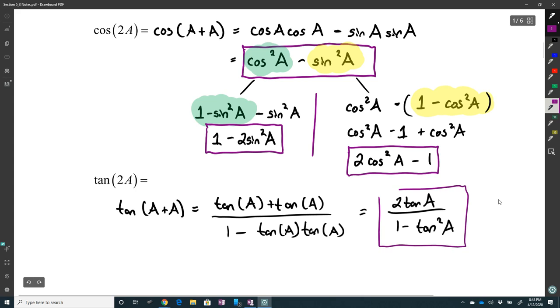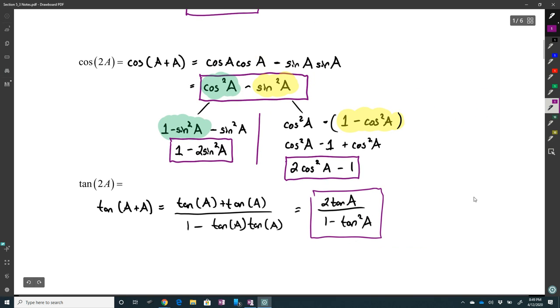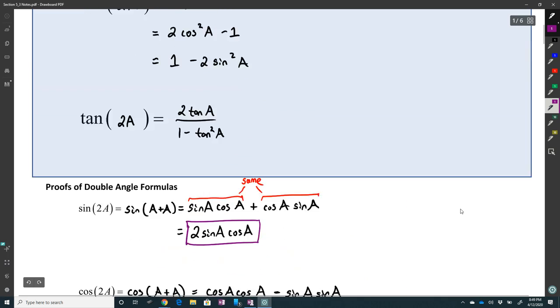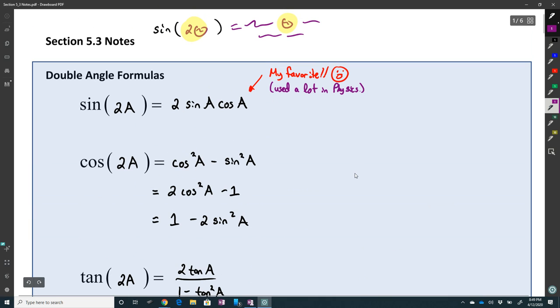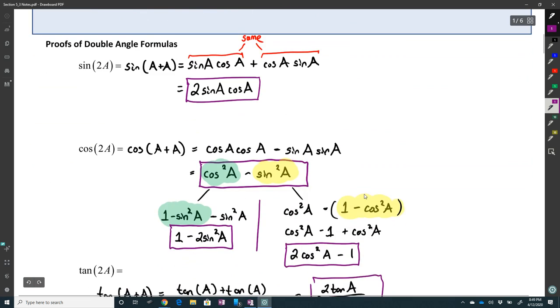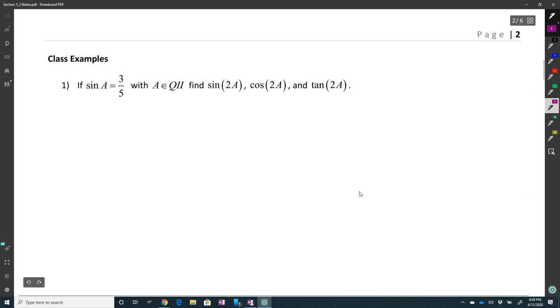All right, so that's the proof for why those formulas work. Now let's go ahead and do some problems. Again, all we're going to do is use these new formulas both to find values and to come up with new proofs. So the first one: if sine A is 3/5 with A in quadrant 2, find sine of 2A, cosine of 2A, and tangent of 2A.